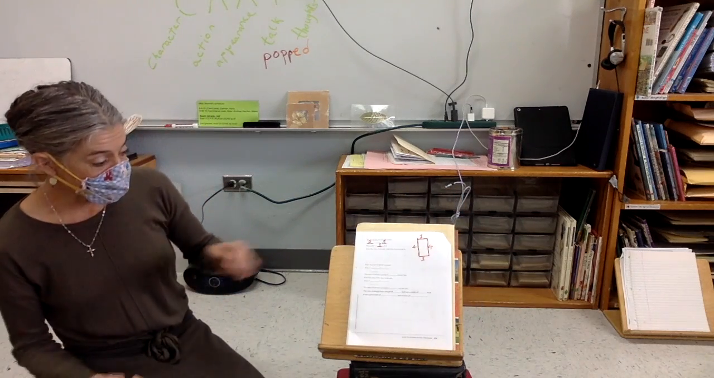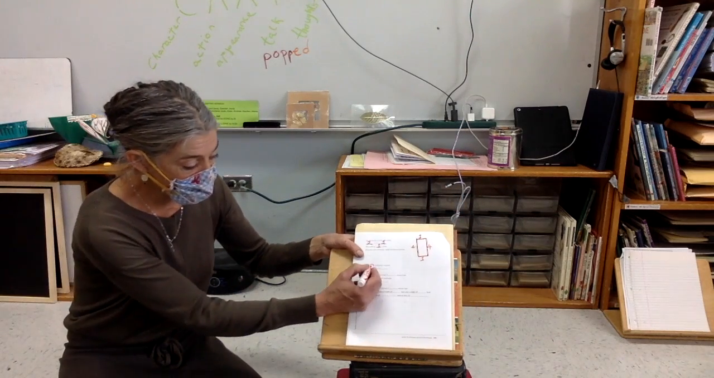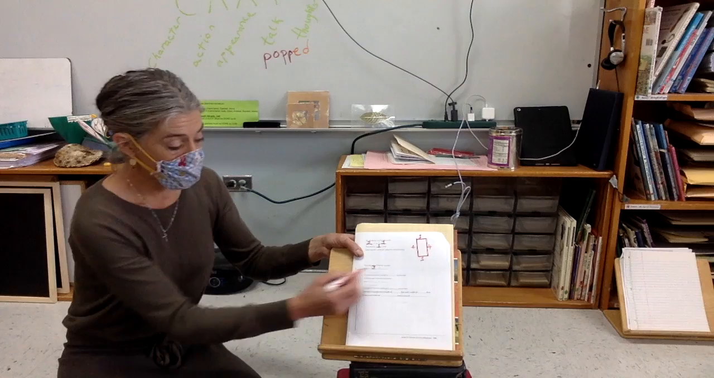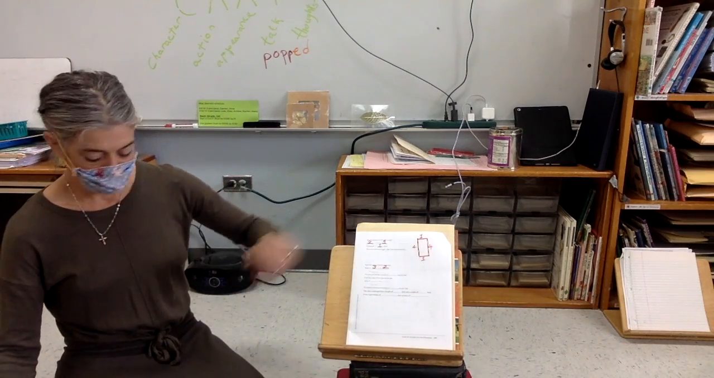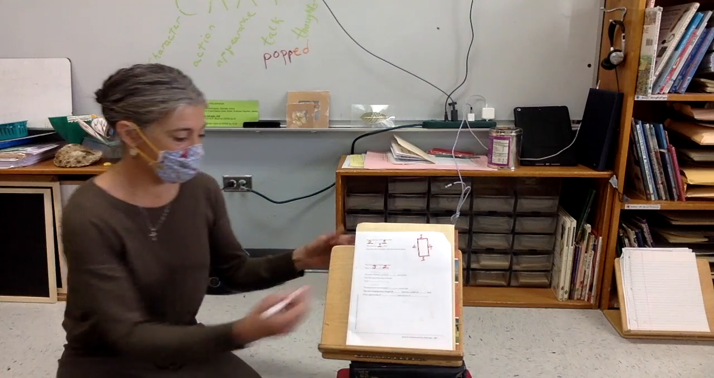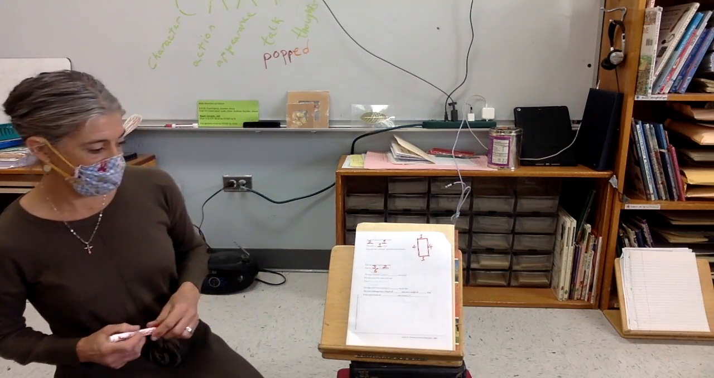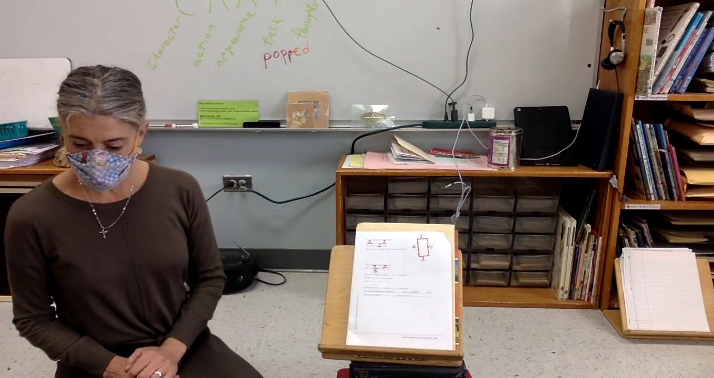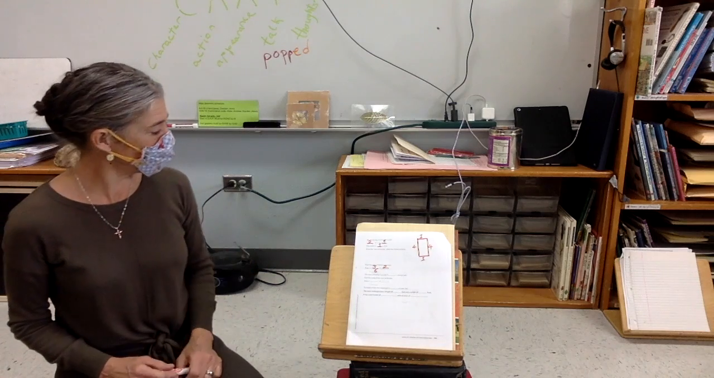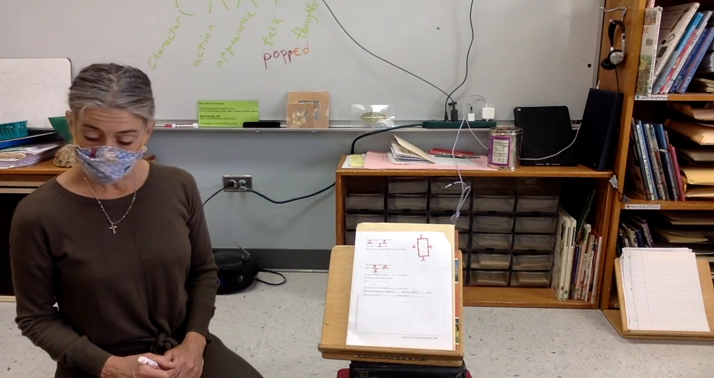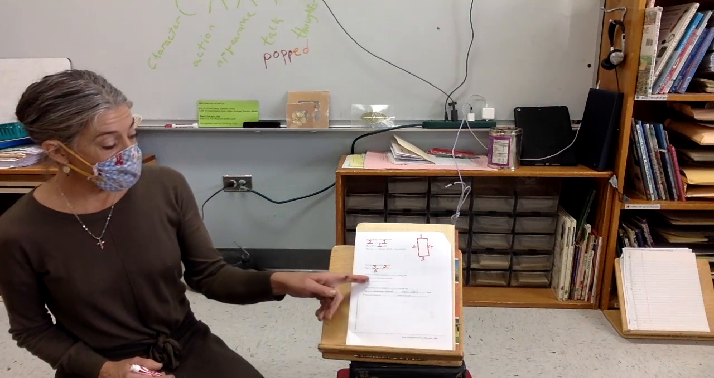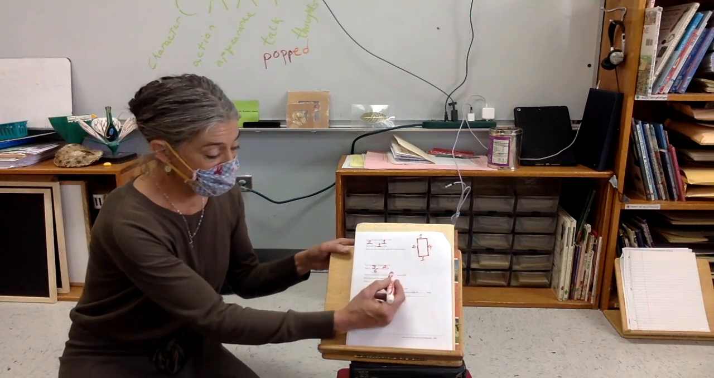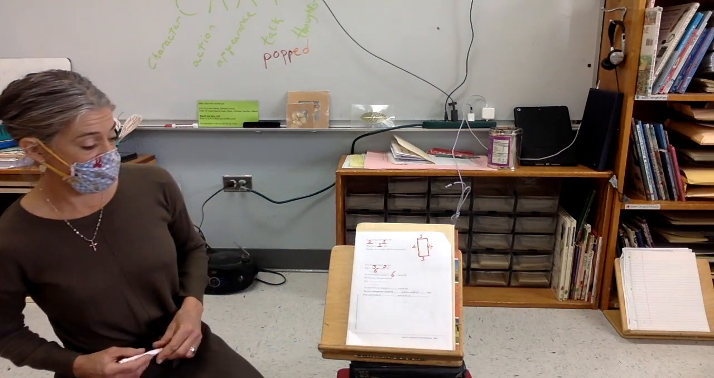So area is length times width. So we're going to do 3 times 2. Which is 6. Good. I'm waiting for Gage. Okay. So the area of Nathan's poster is 6 square feet.